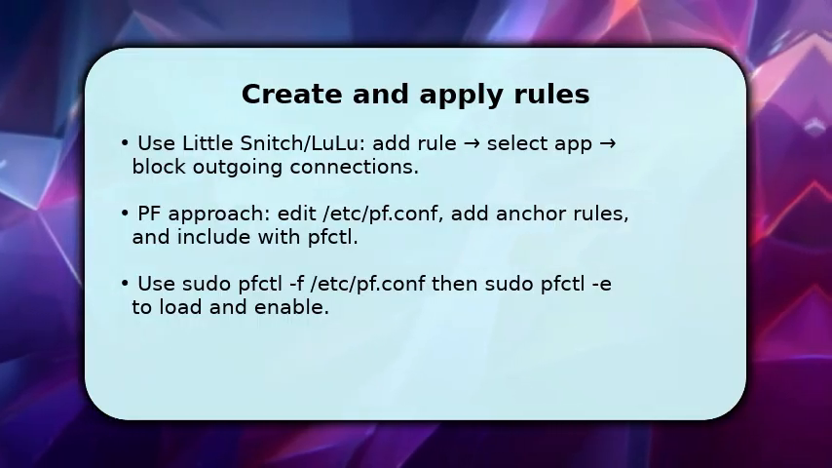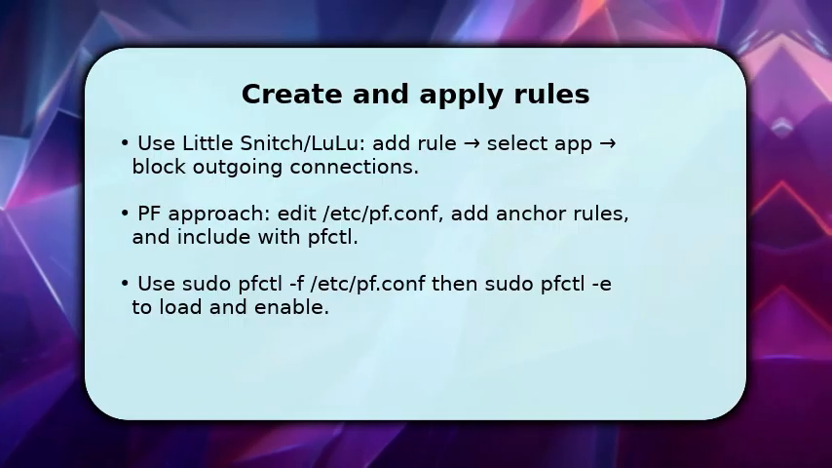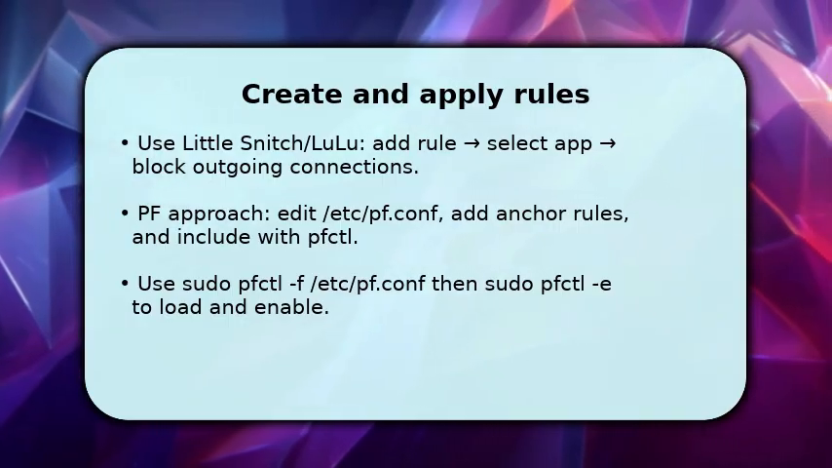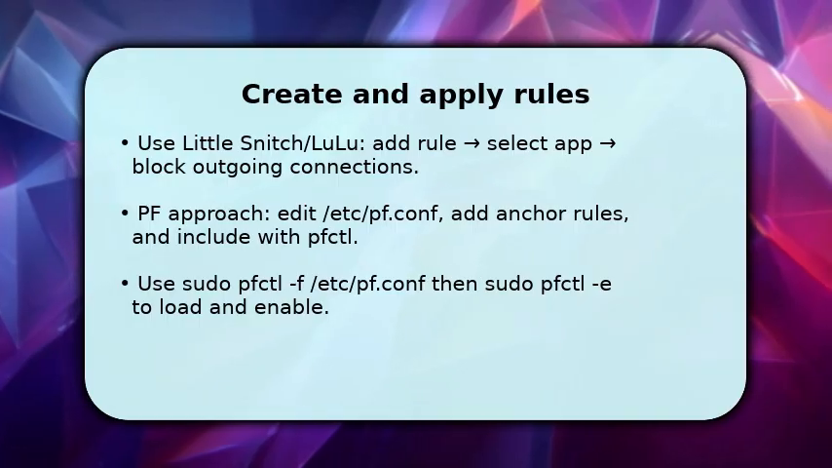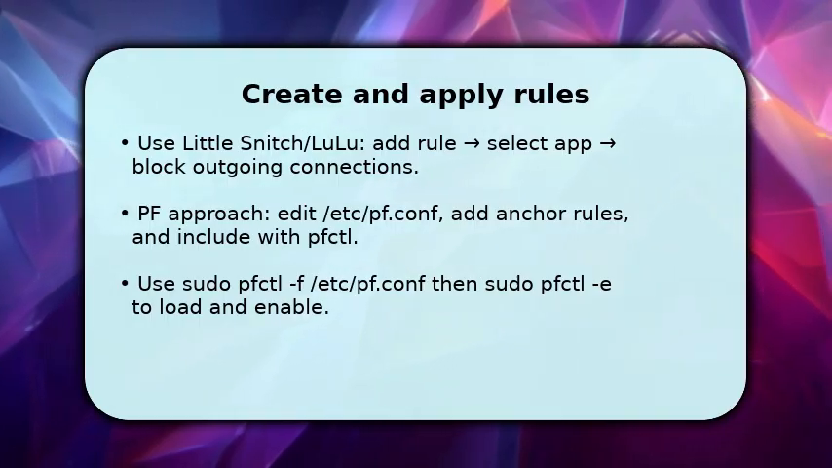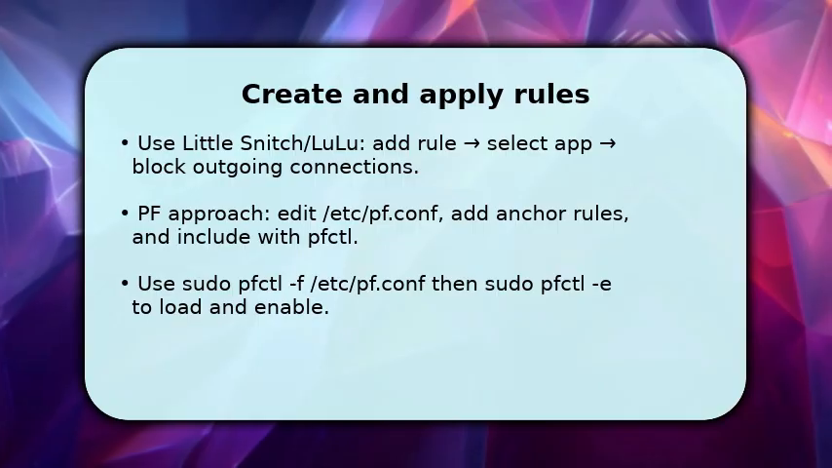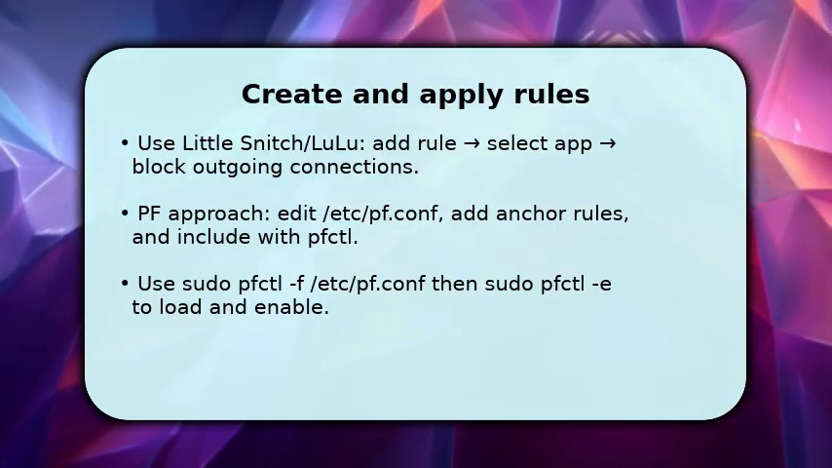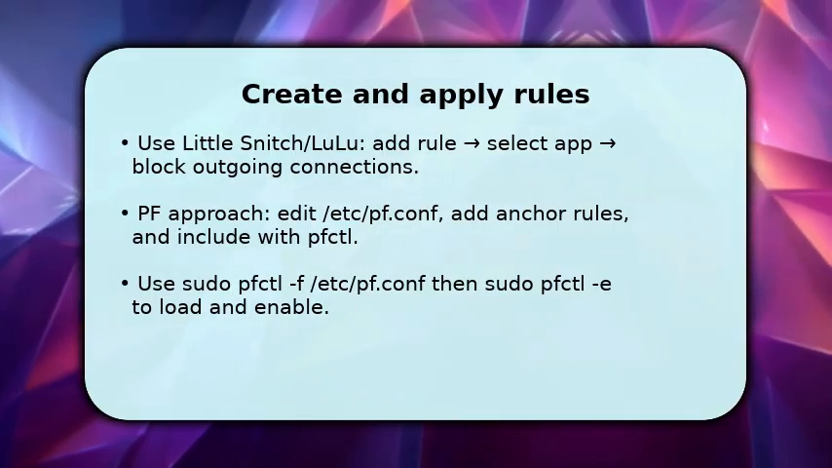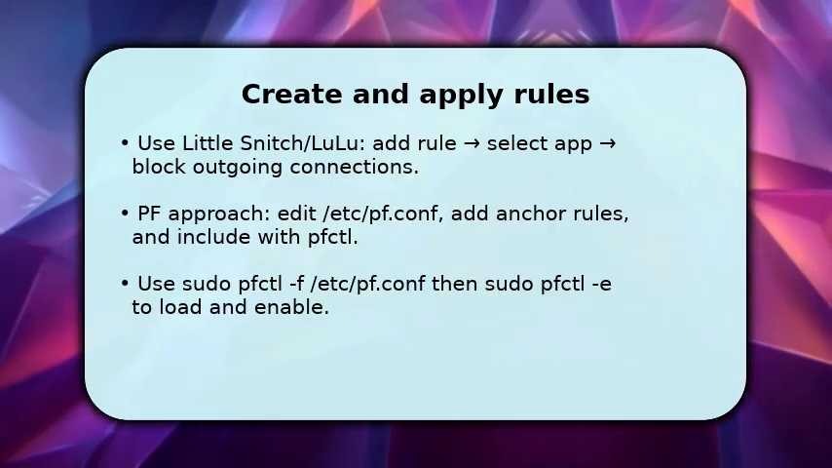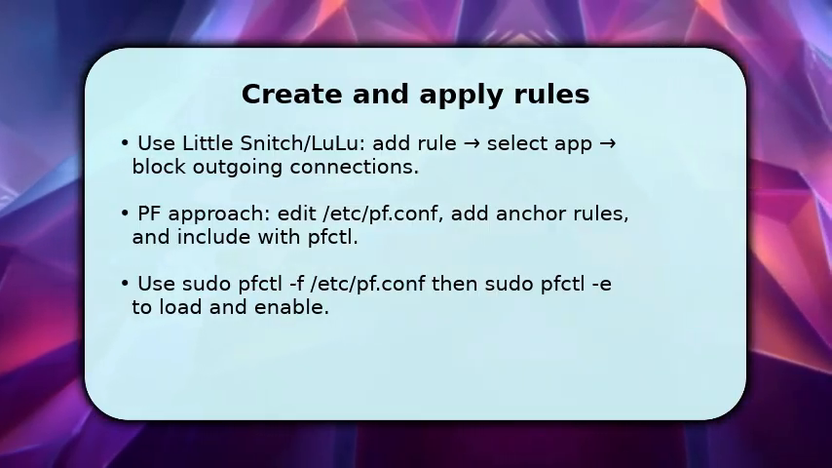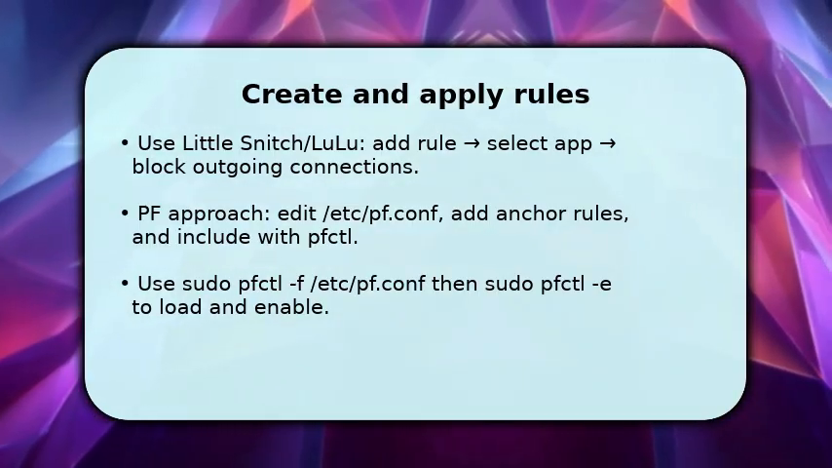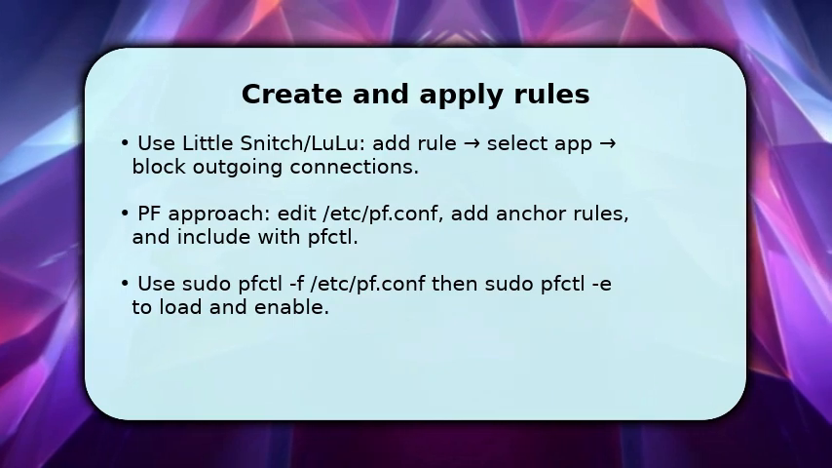any network. If you prefer PF, open Terminal and edit /etc/pf.conf, add an anchor that blocks traffic from the app's binary path or UID. Then include that anchor in the main config. After editing, run sudo pfctl -f /etc/pf.conf to load changes and sudo pfctl -e to enable the packet filter. Make sure to save backups.